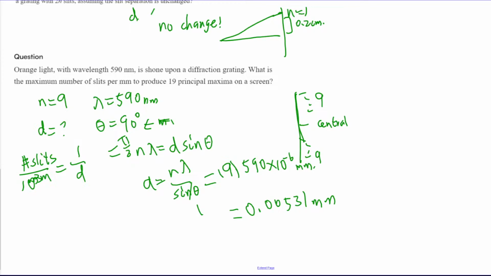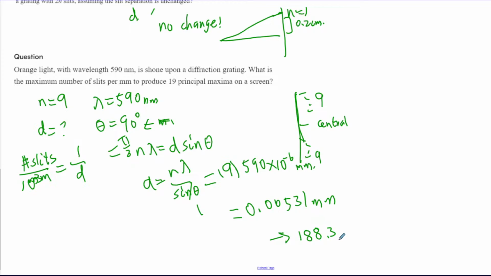So we take 1 millimeter divided by that, and oh, I think I made a mistake here. So we get 88.3, but that didn't work, right? The answer is 188.3. But that number doesn't work, because you cannot have 0.3 of a slit.